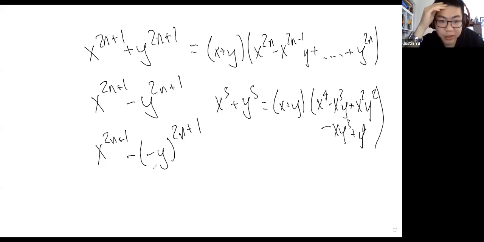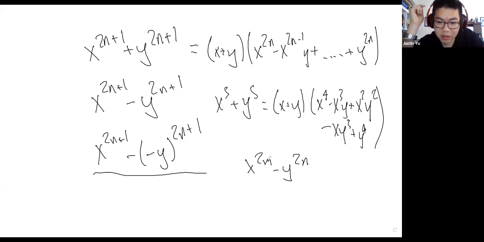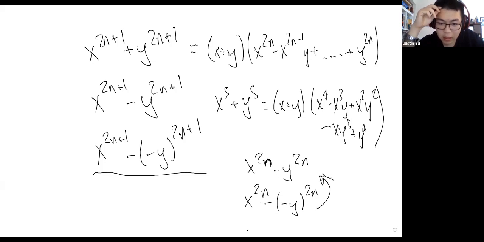Great question. Why does it only work for odds? Because when you try to do this logic for evens, actually, let's do that. x to the 2n minus y to the 2n. We want to turn this into x to the 2n plus y to the 2n. So let's try the same thing here. x to the 2n minus negative y to the 2n. Unfortunately, this negative kind of fizzles away, so we're just left with the same thing. By using this trick, we actually don't get anything different. And that's the main reason why it doesn't work.